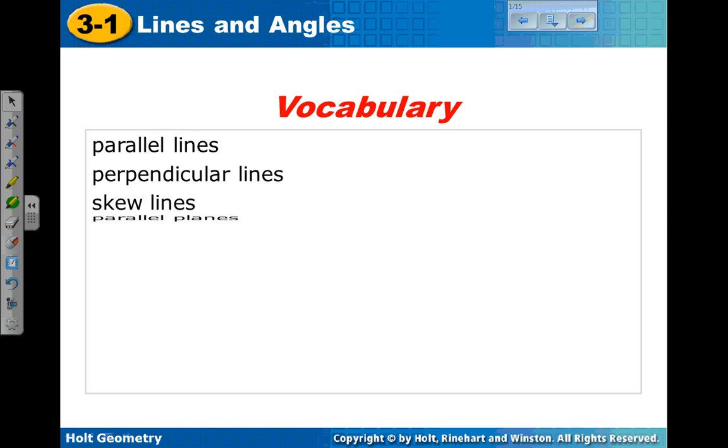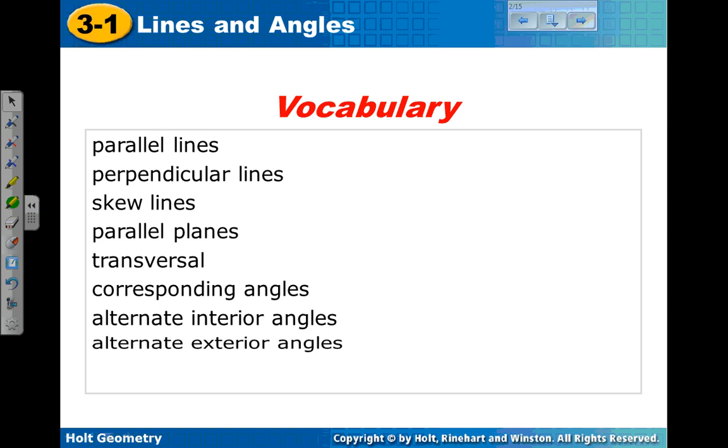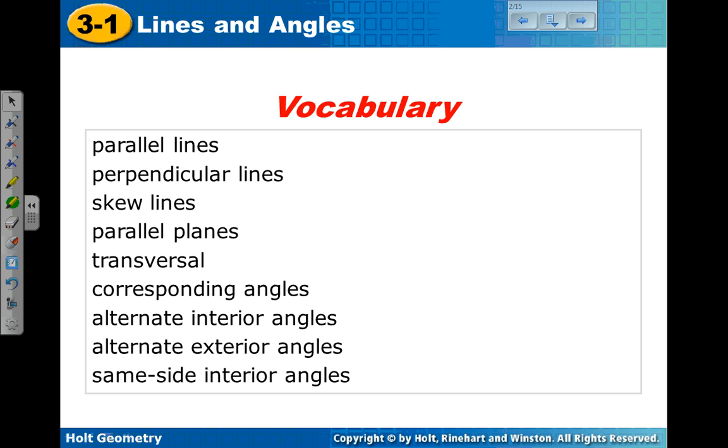A lot of vocabulary words for this lesson. Please make sure that you have these vocabulary words in your notes, either with me in the PowerPoint or from your book copied into your notes.